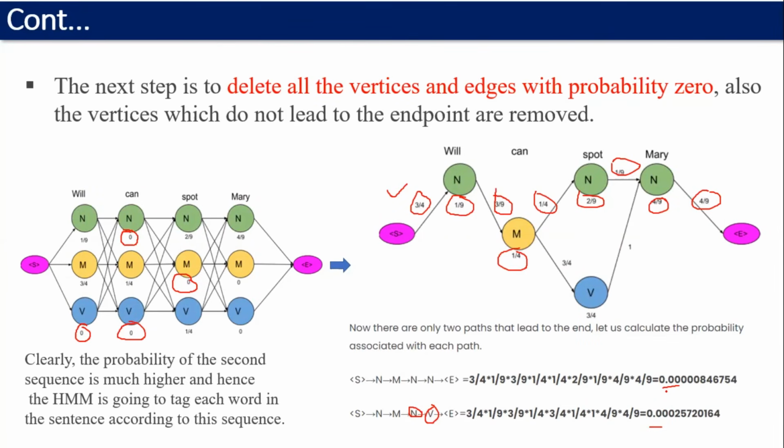So HMM is going to tag each word in the sentence according to the sequence. So we'll use this second method, or the second sequence, in order to tag each word in the given sentence, as this is having higher probability.